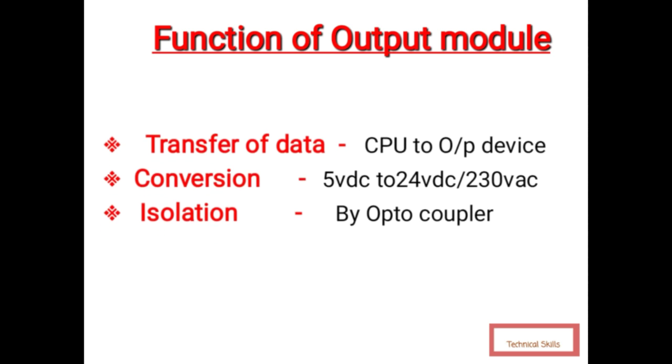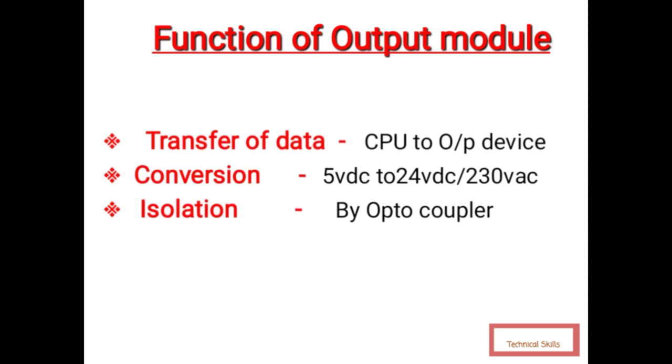Functions of output module. Similarly to input module, first is transfer of data from CPU to output device. Second thing is conversion of 5 volt DC to 24 volt DC, and that is also done by the optocoupler.